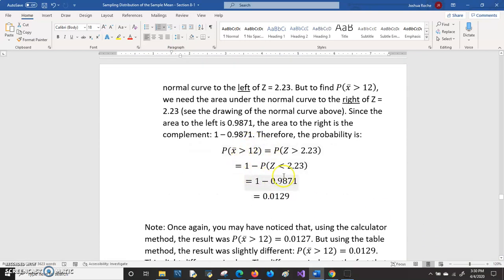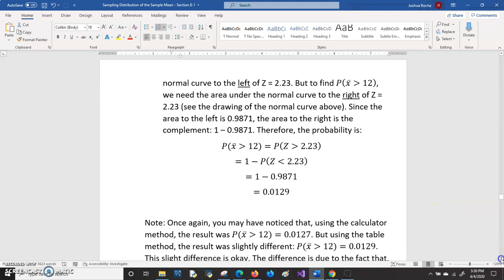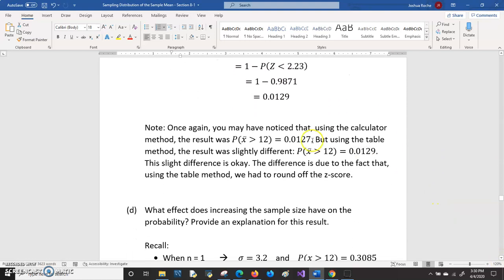And so that's worked out right here. Did the complement, got 0.0129. And so that is our result. Slightly different, again, depending on whether you use a calculator or a table, but that's okay. They're about the same.